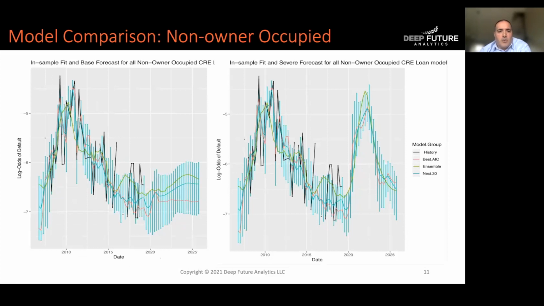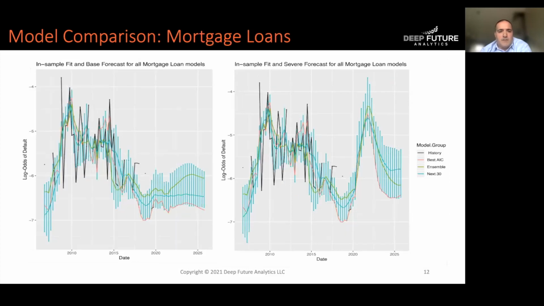This is for non-owner occupied. We see similar variation. And this is for consumer mortgages. Now you can see there's a lot of gaps in this data. We don't have points here, which means defaults were 0, basically.